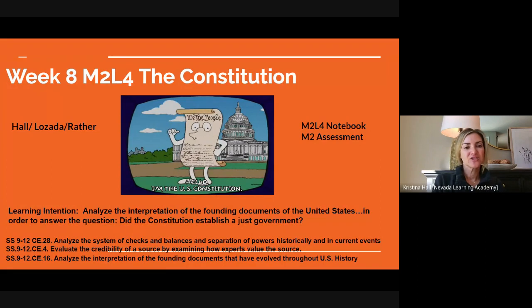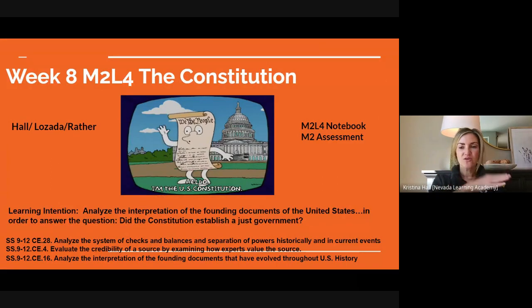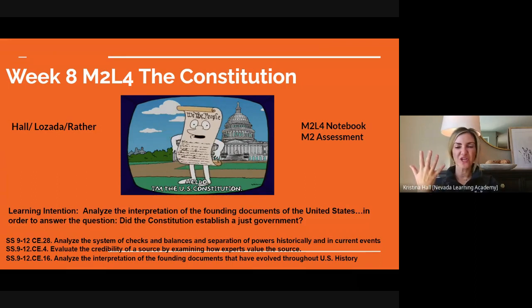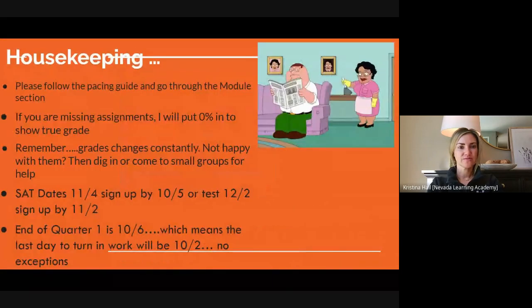So we're going to analyze the interpretation of founding docs in the United States in order to answer the question, did the Constitution establish a just government? You know, that was the goal of the Constitution. And so now that we're 250-ish years on the other side, 40-ish years on the other side, do we feel like, now it's probably not going to be an absolute, that doesn't mean there aren't some things that are unjust or some things that are just, but generally speaking, how do we see it? Do we think that it's just, or did it fail, or has it failed?